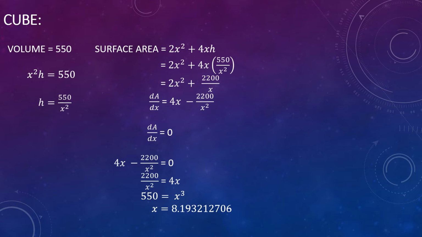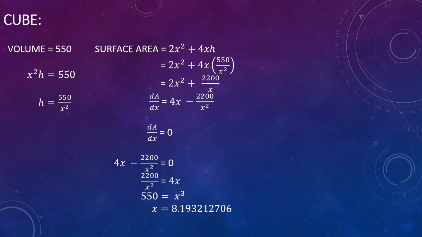So, the surface area of the cube is equal to 2x squared plus 4x times the height. So we sub in the formula of the height that we made, and after some simplification, the surface area equals to 2x squared plus 2200 over x. So after differentiating it, dA over dx equals to 4x minus 2200 over x squared. Since it is minimum, dA over dx should be 0.